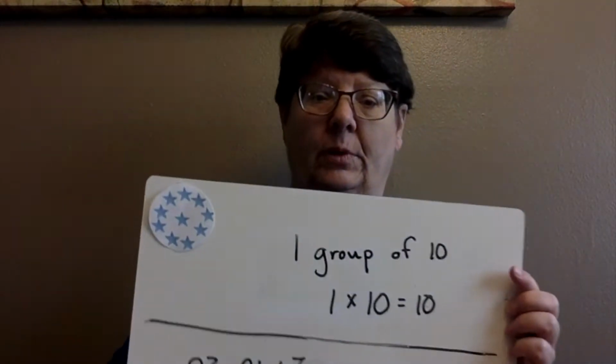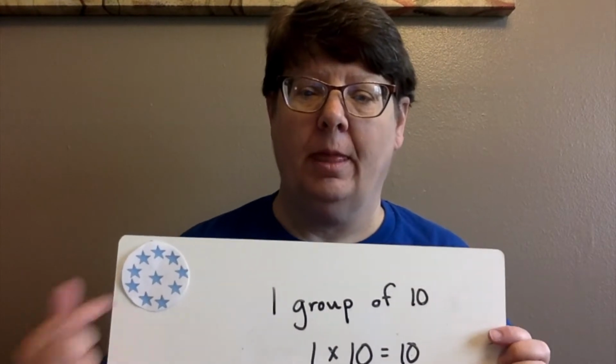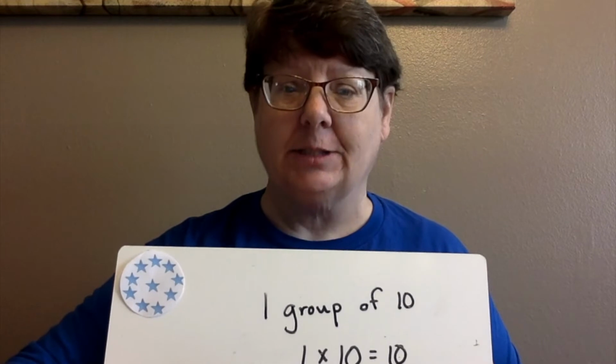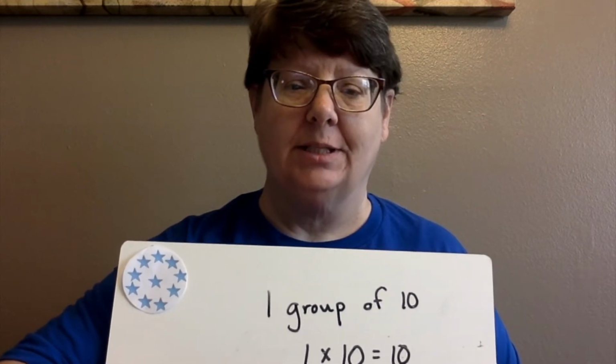We can all count by tens, 10, 20, 30, and so on. I made some little circles that have 10 stars on them to help us with our lesson today. Here's our first one. I have one group of 10. So I write the multiplication equation as 1 times 10 equals 10.